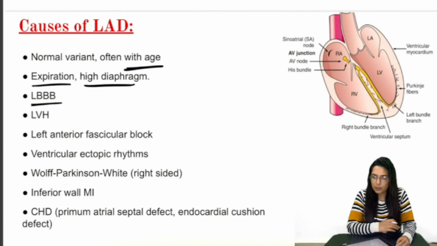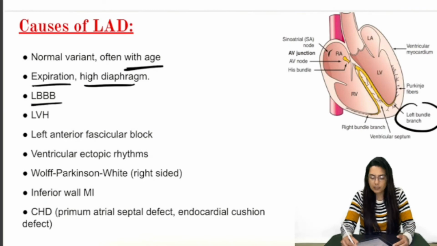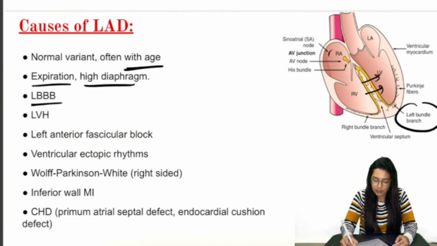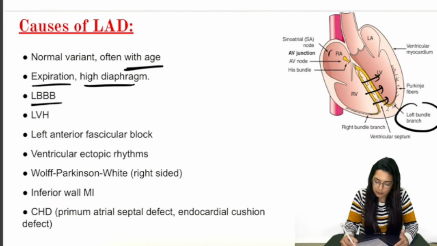Left bundle branch block, again the same thing. If this is blocked, the right bundle branch will be depolarized first and will try to depolarize the left ventricle, because the left bundle branch is blocked and cannot depolarize the left ventricle.